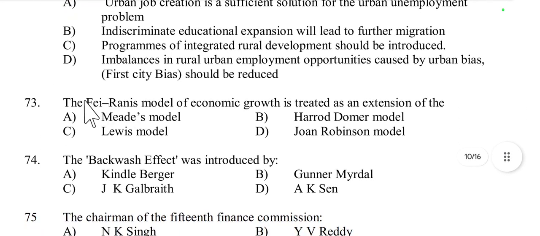Then question number 73, the Fei-Ranis model of economic growth is treated as an extension of which model: Meade model, Harrod-Domar model, Lewis model, Joan Robinson model? The Fei-Ranis model is an extension of the Lewis model. So what is the Lewis model? The Lewis model is also known as the dual sector model.